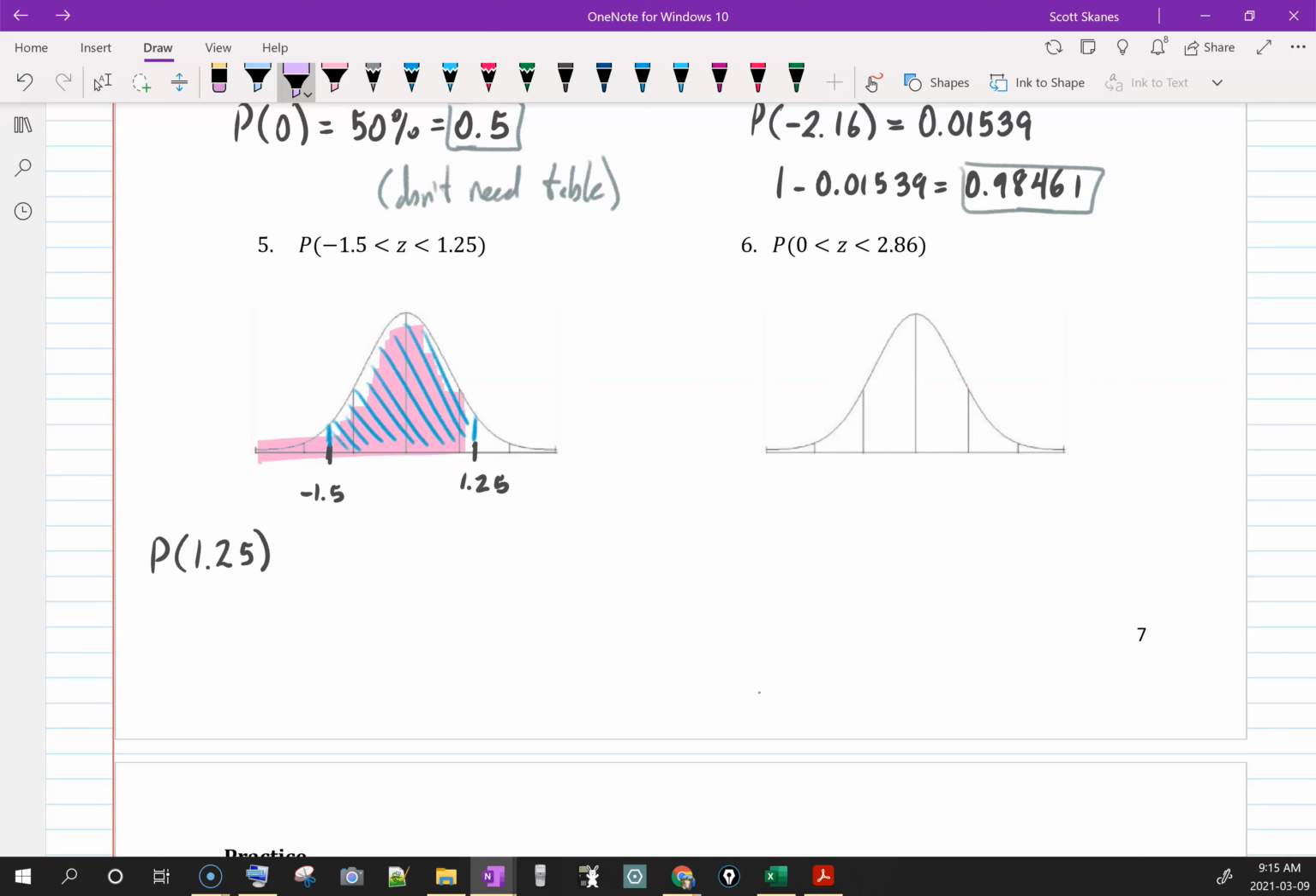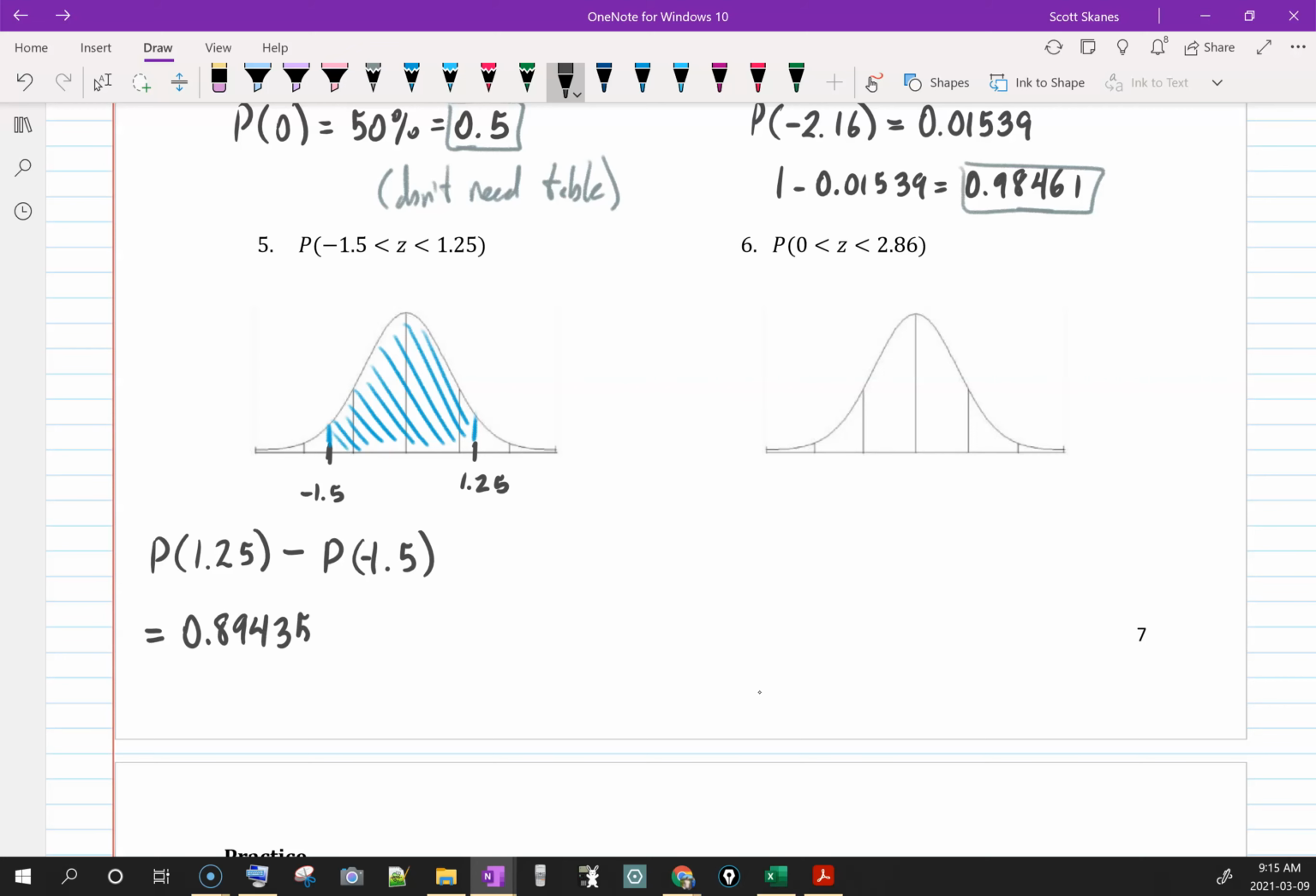And subtract the probability below this point. All right, and it'll kind of take away that area. So the probability of the bigger one, subtract the probability of the smaller one, or the smaller area, will leave you what's left, okay? So if you look those two values up in the table, you get this.